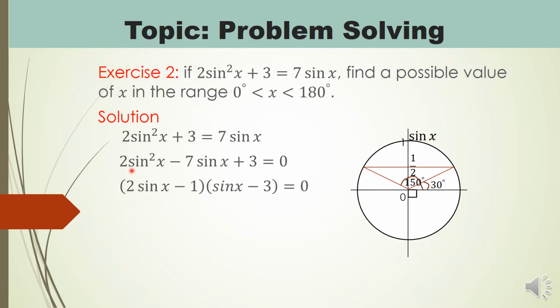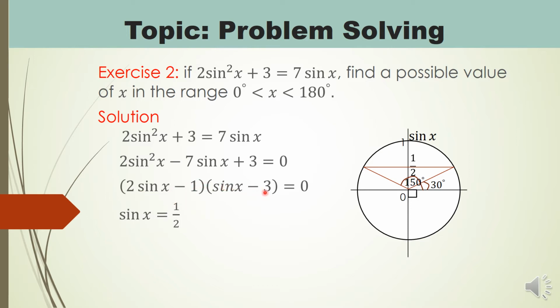And then the first term, you just take 2 sine x multiplied by sine x. This is the same, so that's why this equation can be factorized this way. Then you will obtain the factors equal to 0.